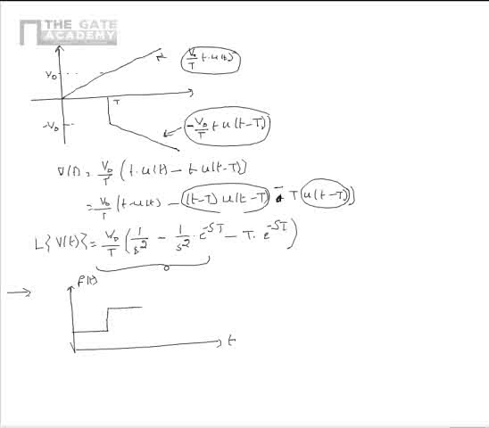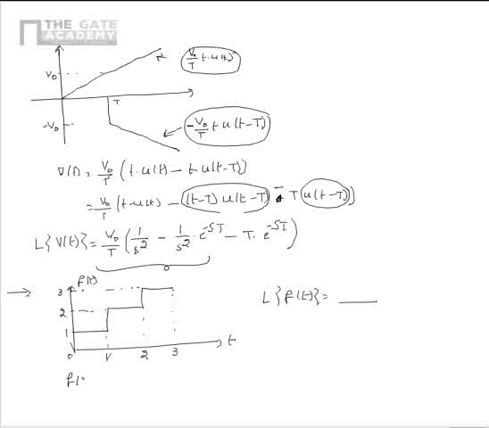The function f of t is a step function, as shown. f of t is 1 in the range of 0 to 1 second, 2 in the range of 1 to 2 seconds, and 3 in the range of 2 to 3 seconds. Here we need to find the Laplace transform of f of t.